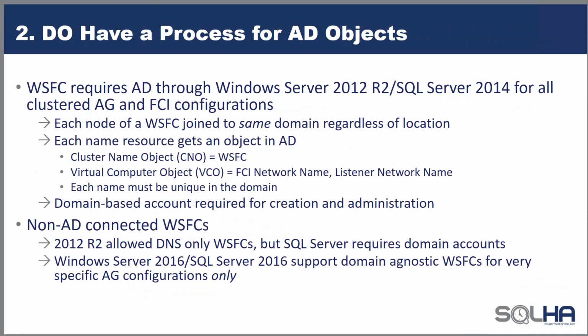Now, in Windows 2012 R2, they did implement for basically AGs where you didn't have to create these objects. This was known as a DNS cluster or DNS-only Windows cluster, but you still needed to have domain accounts. So you still needed Active Directory in some way. They took this a step further in Windows Server 2016, where you can have what we were, for lack of a better term, a domain-agnostic cluster. But it's only for availability groups, not for clustered instances of SQL.